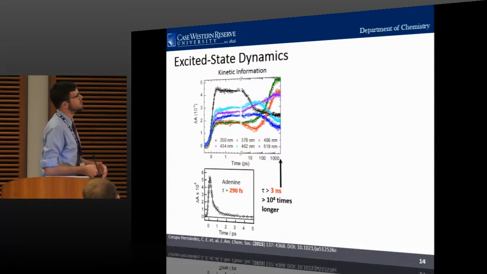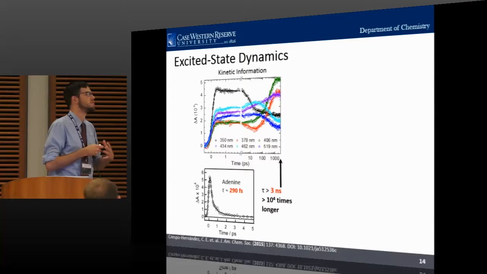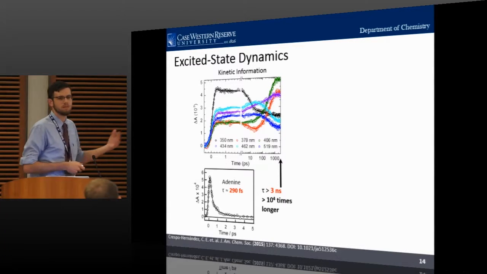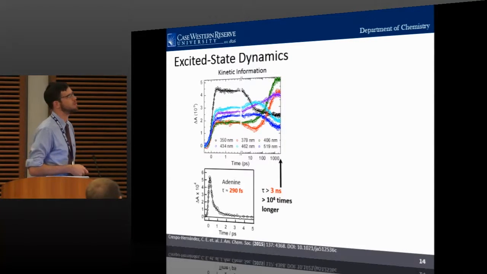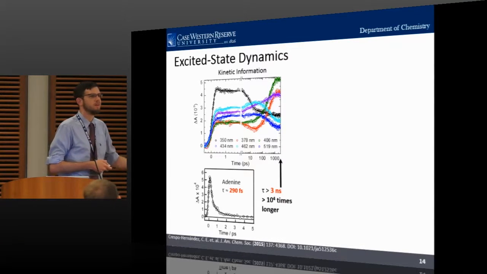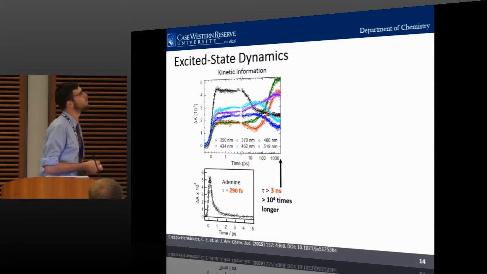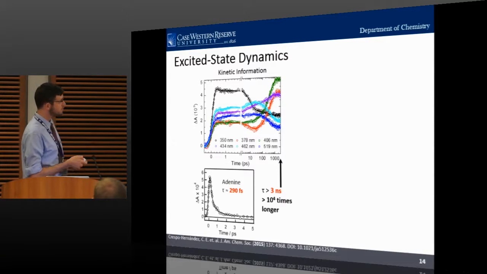So these purine excited states live for at least 4 orders of magnitude longer than the natural adenine and guanine bases. So that could be very potentially harmful for the purine core.